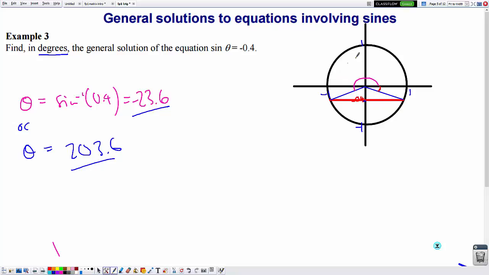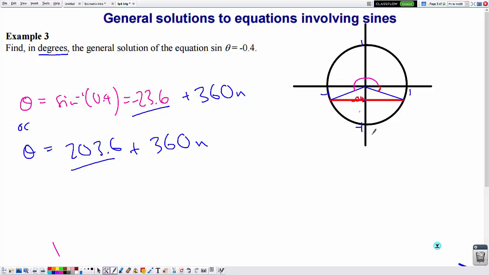Same thing for this one. Like before, any amount of 360 degrees going, it doesn't matter if you go around this way or that way, any amount of 360 will still give you this same angle and still give you minus 0.4. So my final answers are just theta, and for each of these I just say plus 360n. As easy as that.